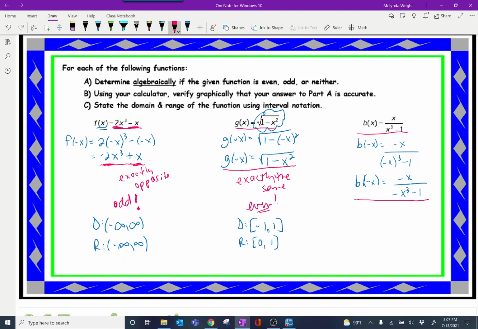They're not exactly the same, and they're not exactly opposite. This was a positive x, now it's a negative x. That's okay. This was positive x cubed, now it's negative x cubed. But look at this. This is a minus 1, and this is still a minus 1. That kind of ruins everything. So this is neither. This is neither.